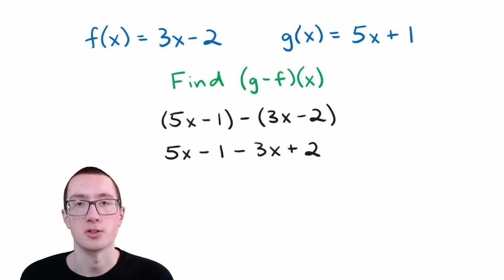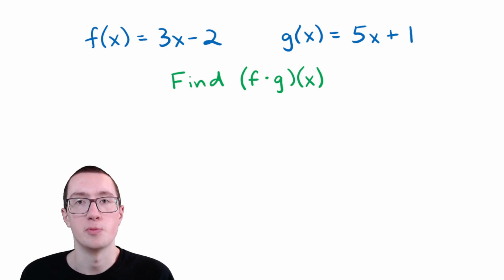Now we can just add the parts with x and add the parts by themselves. So we have 5x, minus 3x. 5 minus 3 is 2, and the x stays. And then we have plus 1 plus 2. That's the same thing as 2 minus 1. 2 minus 1 is 1. So that's plus 1. And there we go. g minus f of x is 2x plus 1.